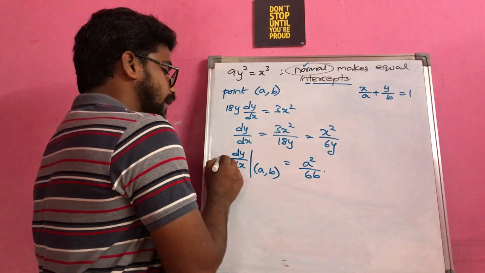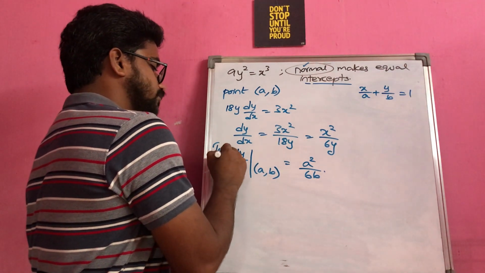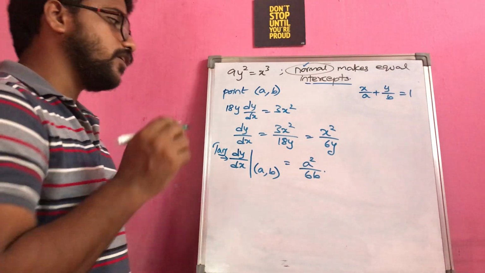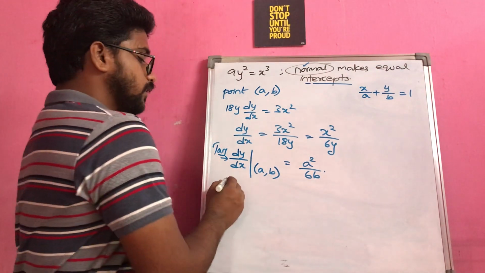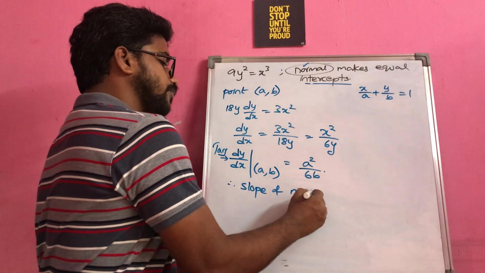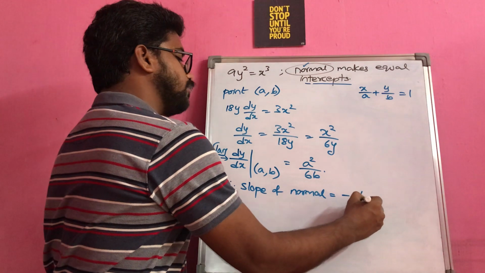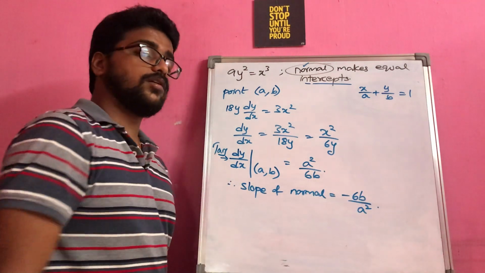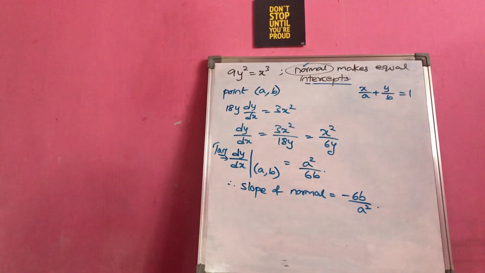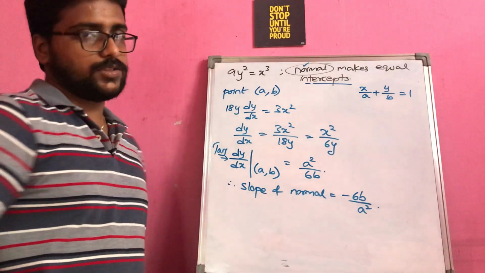So this is actually the slope of a tangent, but they are asking the equation of a normal, for which you need the slope of a normal. So therefore slope of normal is equal to minus 6b by a square, because we discussed already tangent and normal are perpendicular to each other, whose product of slopes is equal to minus 1. So that's why minus 6b by a square.